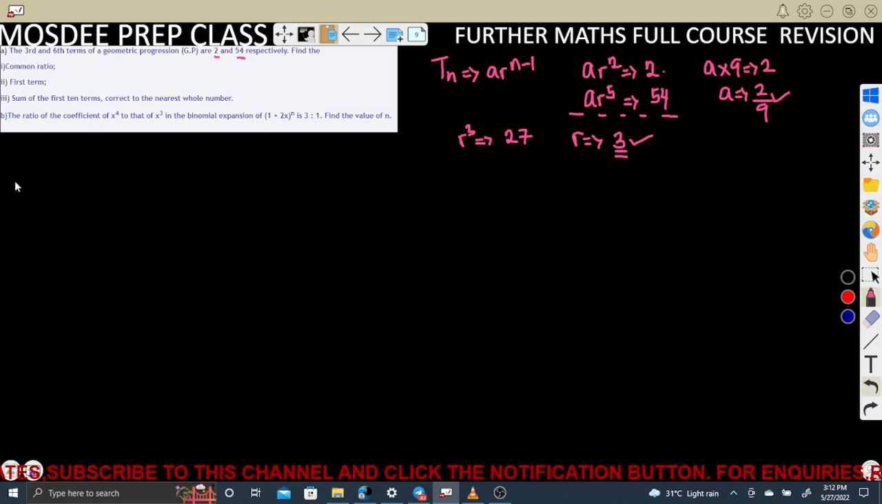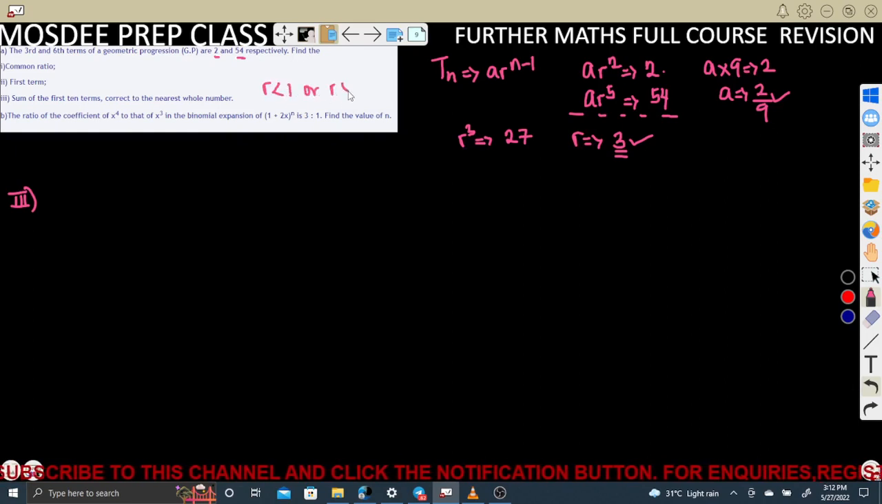So the third part says we are to look for the sum of the first 10 terms, correct to the nearest whole number. For the sum of a GP, you have to consider two things: is r less than 1 or r greater than 1? This has been taught by most of your teachers in school. And the formula we use is Sn for when r is greater than 1, because it is 3.